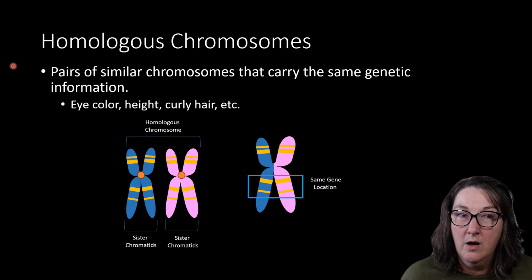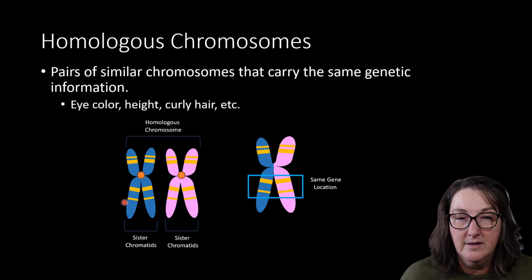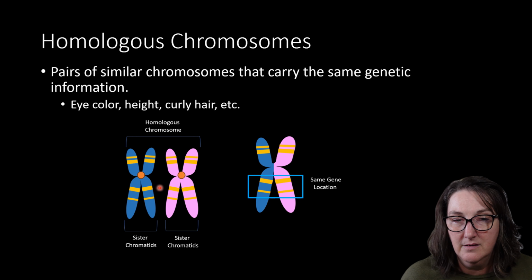Homologous chromosomes, homo means the same, but these are going to be chromosomes that carry the same genetic information. So here again, let's go back to chromosome 1. This is chromosome 1 for your dad. This is chromosome 1 for your mom. So this top line could be eye color, this could be height, this could be small intestines formation, this could be pigmentation. So in your mom and your dad, you have chromosomes in similar areas.